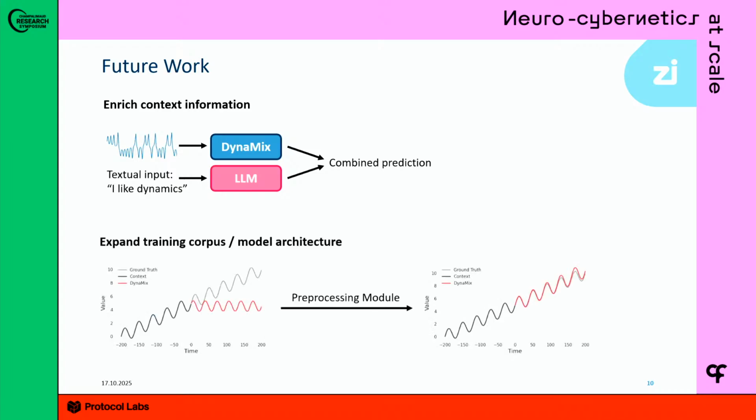Furthermore, we want to expand the training corpus and the model architecture, because currently we are mainly focused on rather stationary time series or dynamical systems. And as you can see, the model then will struggle to predict non-stationarities. However, when adapting the model architecture using decomposition modules like those in Autoformers or FEDformers, we can see that the dynamics can also fit this non-stationary data.